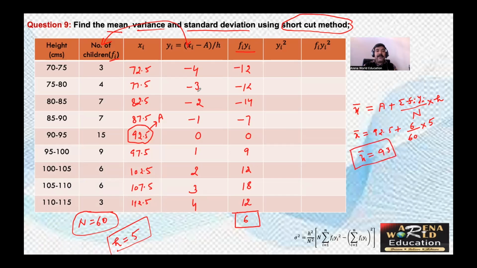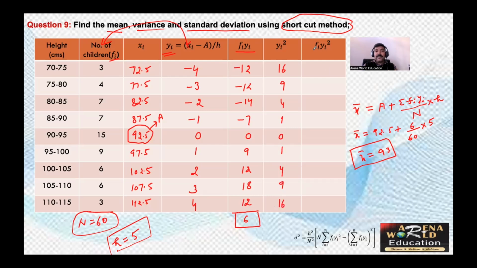Right? Now, we want variance. And for this, we need yi square. So this is yi. So let us find the square of each number. So minus 4 square will be 16. Minus 3 square will be 9. Minus 2 square will be 4. And minus 1 square will be 1. So now 0 square will be 0. 1 square is 1. 2 square is 4. 3 square is 9. And 4 square will be 16.